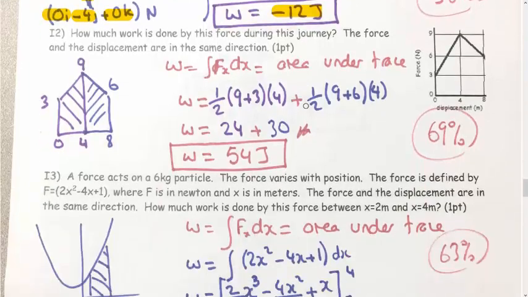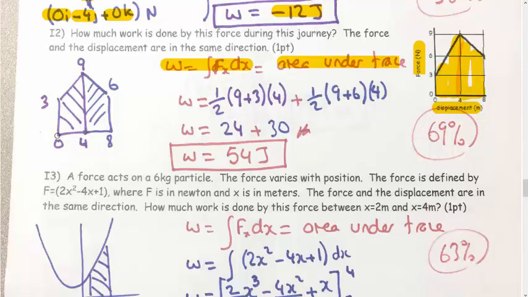This next question, how much work is done by this force during this journey? Well, the force, if you look at it, is changing as the displacement changes. And so it's this classic, well, you can get it. Newtons times meters is Newton meters, which is energy, joules. So this journey is the shape underneath. And so I need to find the area under that. I say work is equal to the integral of F_x dx, which is the area under the trace. I recognize that this shape here is a trapezoid, as is that shape there.